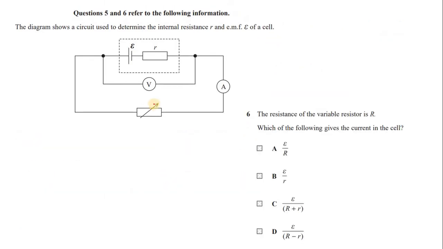Question number 6, from the same situation. The resistance of the variable resistor is R. Which of the following gives current in the cell? A typical question, again, a straightforward and easy question. You need to find which expression will give you current in the circuit.